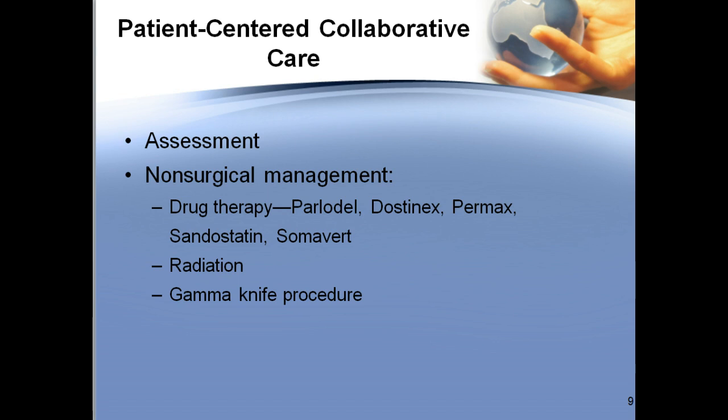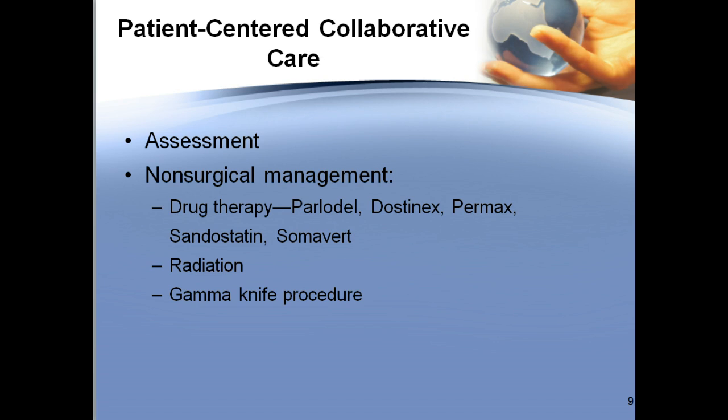You can do what they call non-surgical management. Generally, that's what people do. They use drug therapy, maybe alone or in combination with some type of surgery or radiation. If a person has a tumor, the most common drugs are dopamine agonists, which include Parlodel, Dostinex, and Permax. These drugs stimulate dopamine receptors in the brain, and as a result they inhibit the release of the growth hormone.